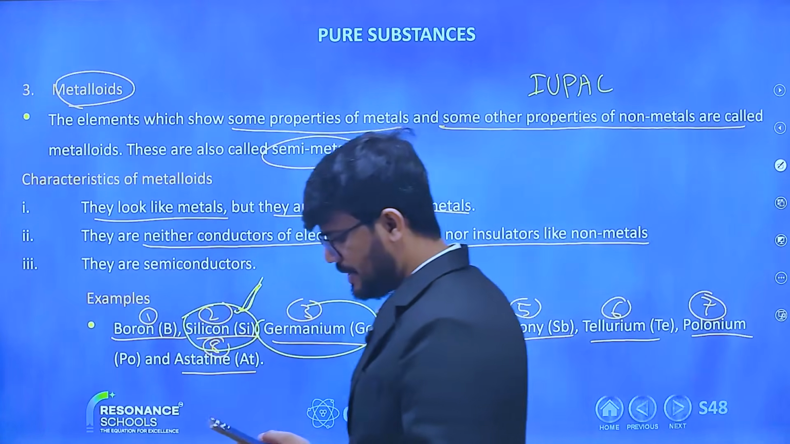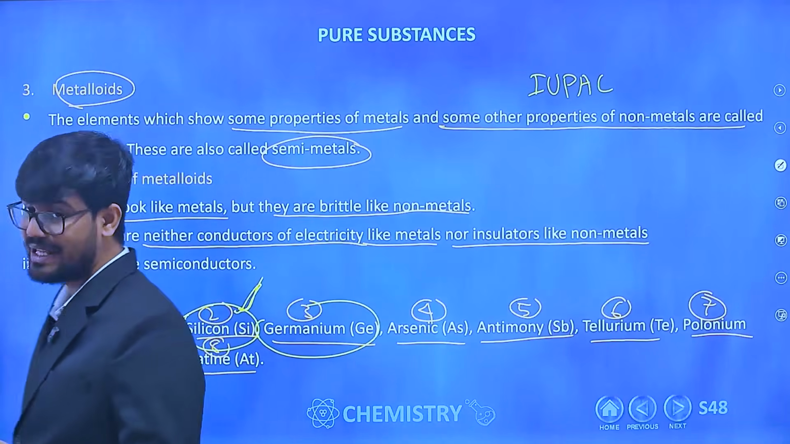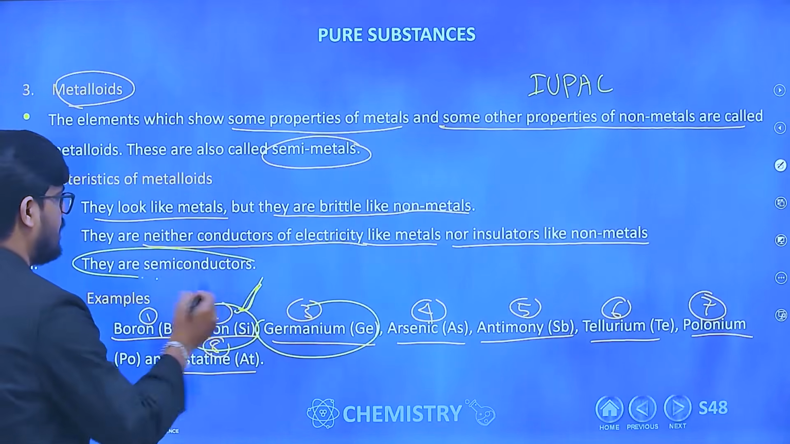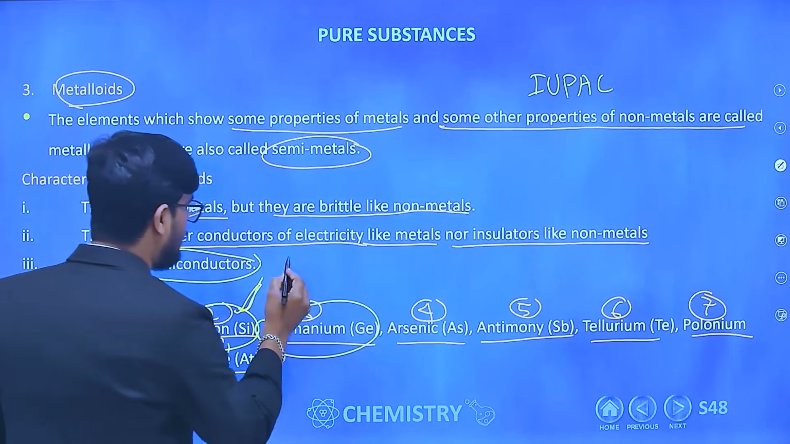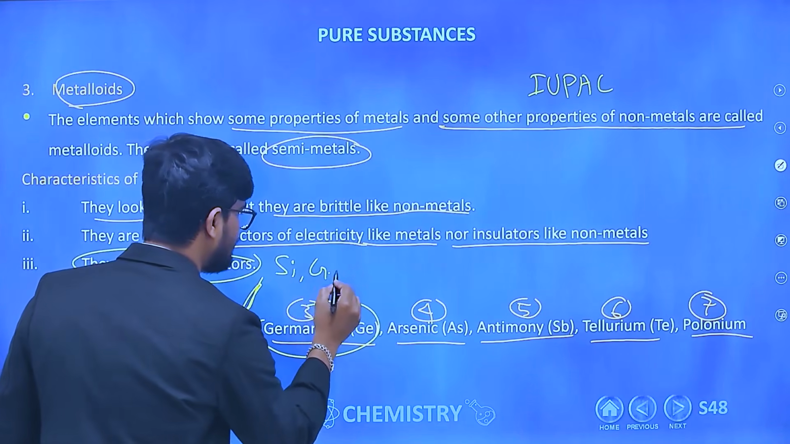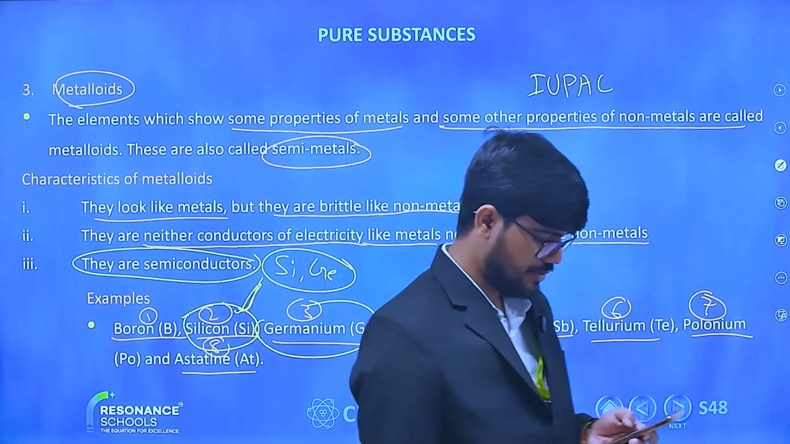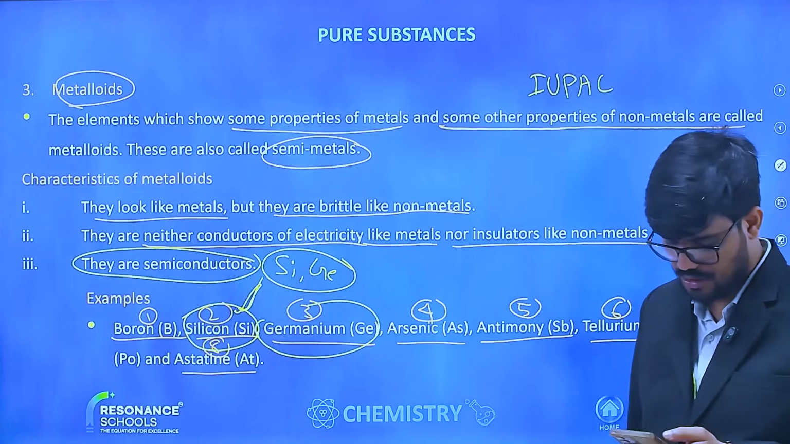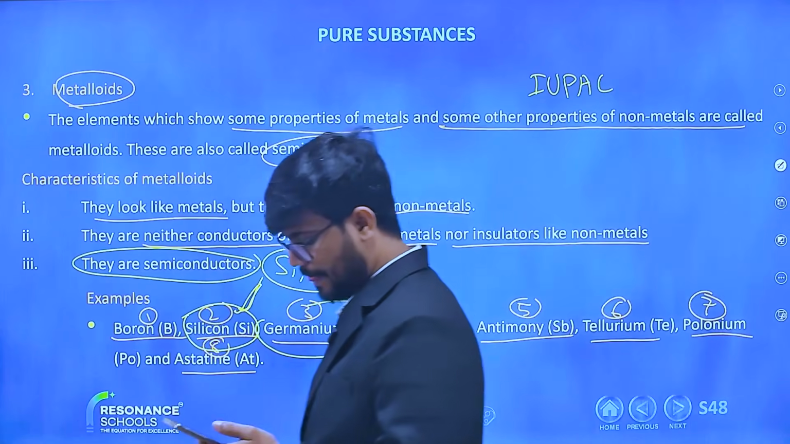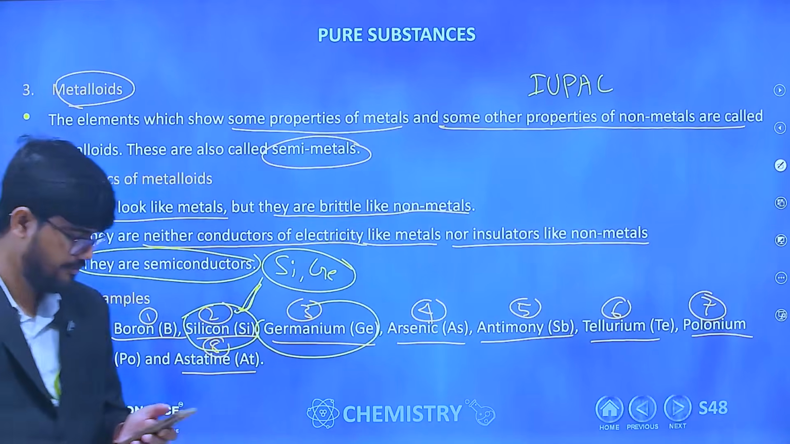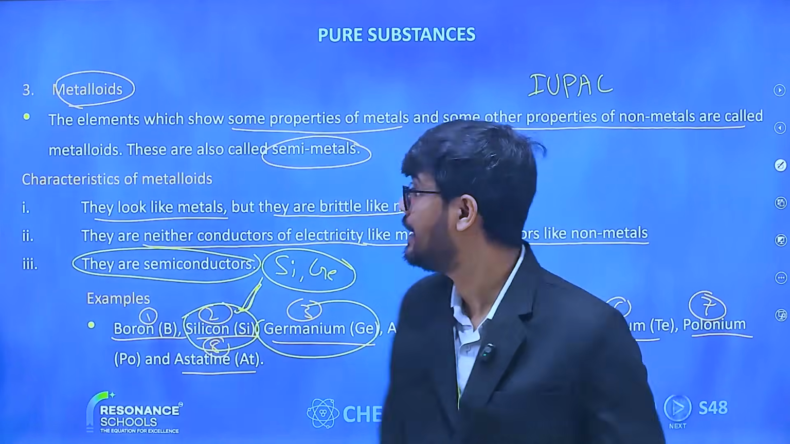Yes, silicon and germanium. This is called a semiconductor. You will study them as semiconductors. Don't forget silicon and germanium. These two are very, very important. Writing part done. I have given a lot of time to write this. Okay, let's go to the next.